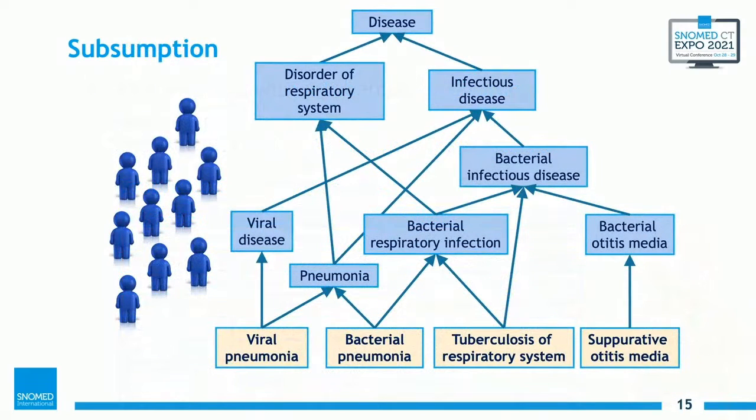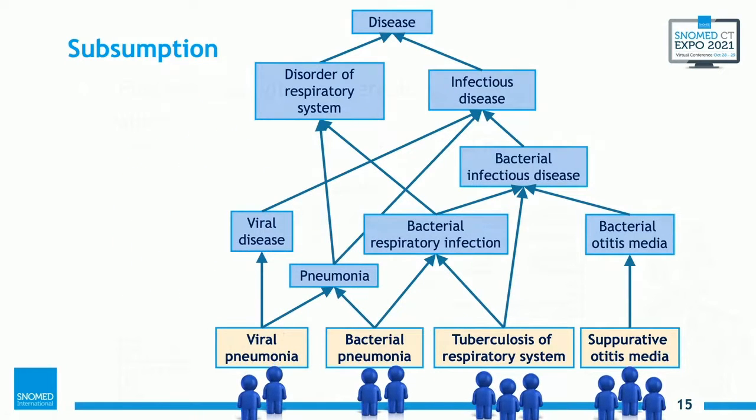The next technique is subsumption. Subsumption is when one concept is a subtype of another concept. So this approach uses SNOMED CT's hierarchy. As an example, let's consider a small population of people who each have one of these four types of disorders, coded using SNOMED CT: viral pneumonia, bacterial pneumonia, tuberculosis of respiratory system, and suppurative otitis media. These disorders are organized within SNOMED CT's polyhierarchy, which has been simplified for this example.